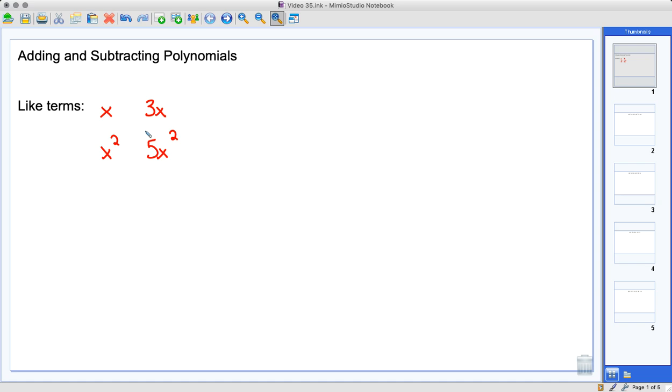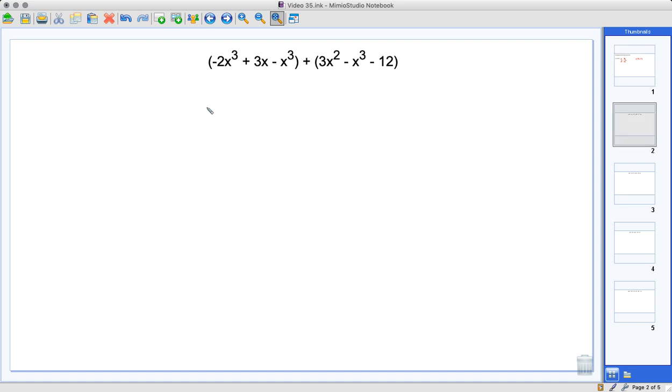When you add and subtract polynomials, your variable is going to stay the same. The number out in front is what's going to change. So if I take x plus 3x, I get 4x. 1 plus 3 is 4. Notice the x is still an x. So that's adding like terms.